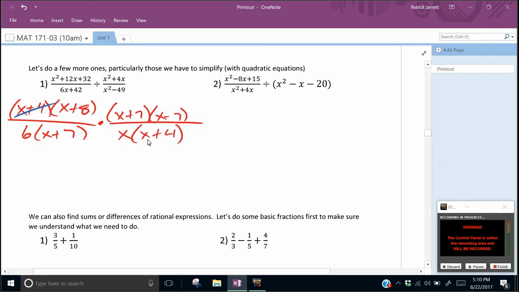And then we do our cancellations. X plus 4 goes away. X plus 7 goes away. So our final answer will be x plus 8 multiplied by x minus 7 over 6x.